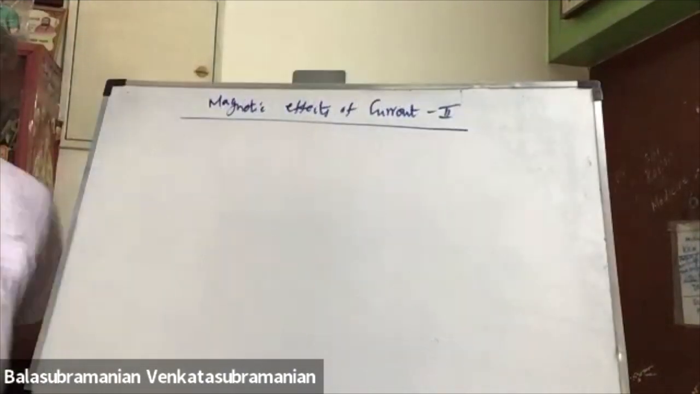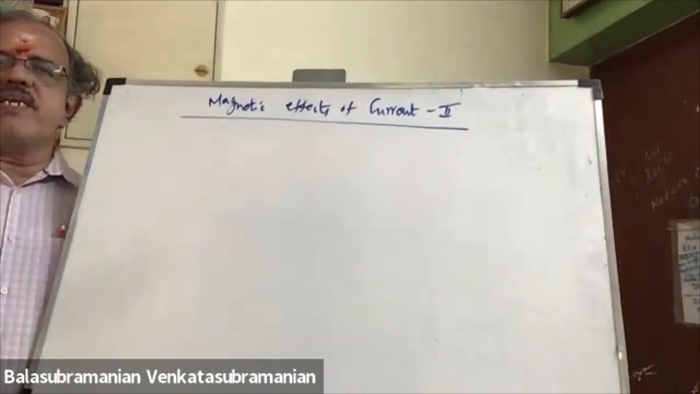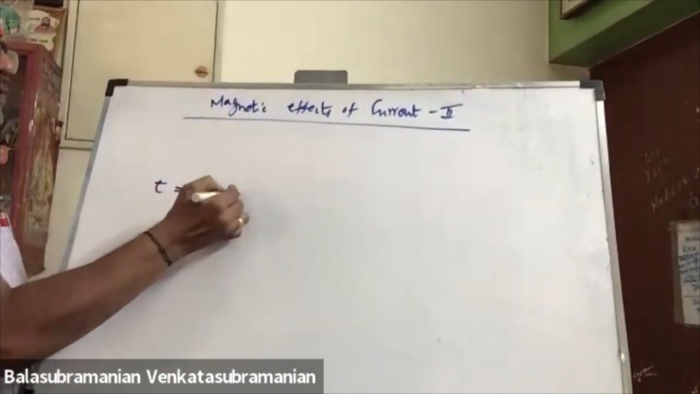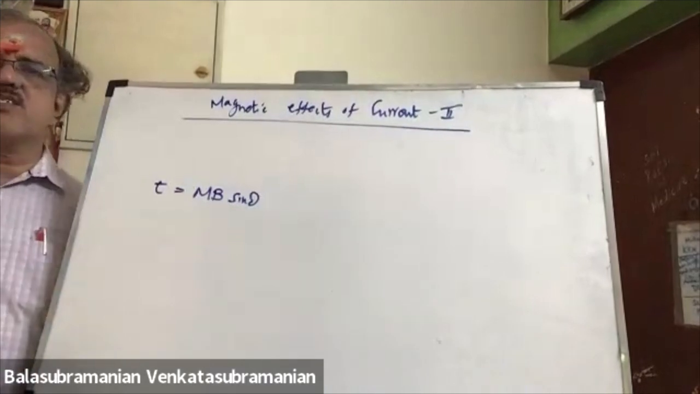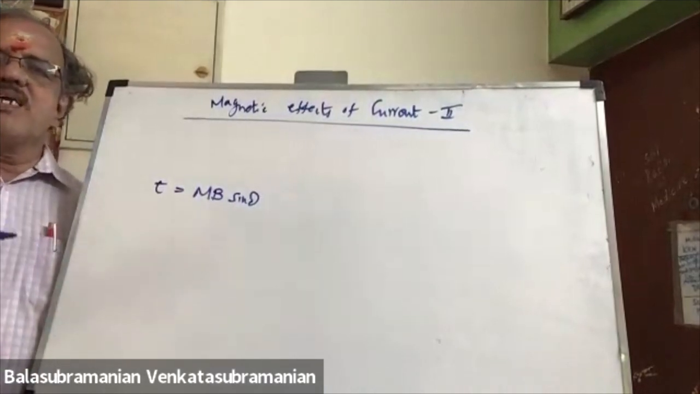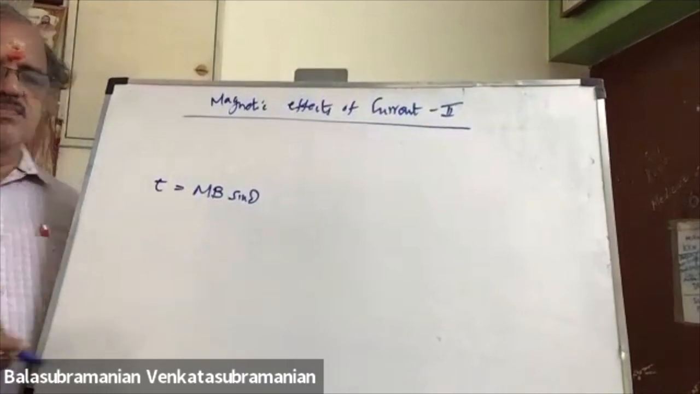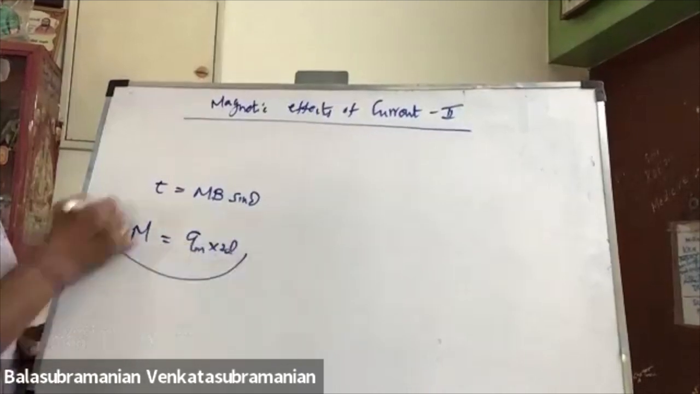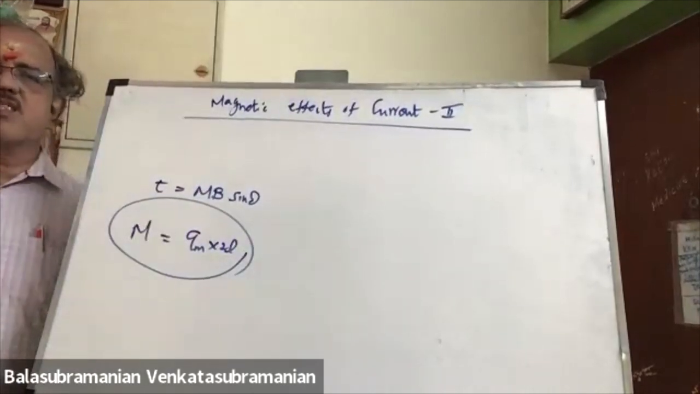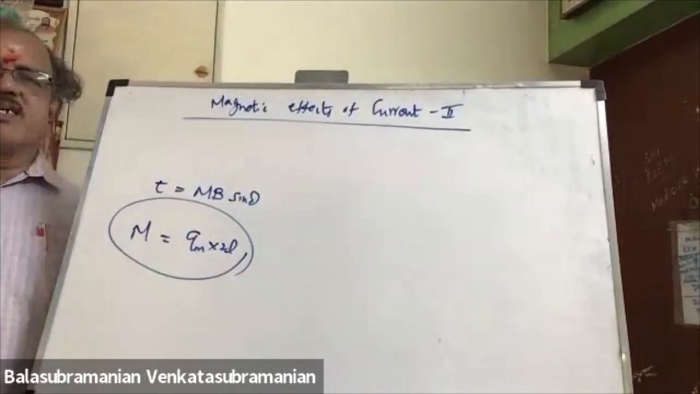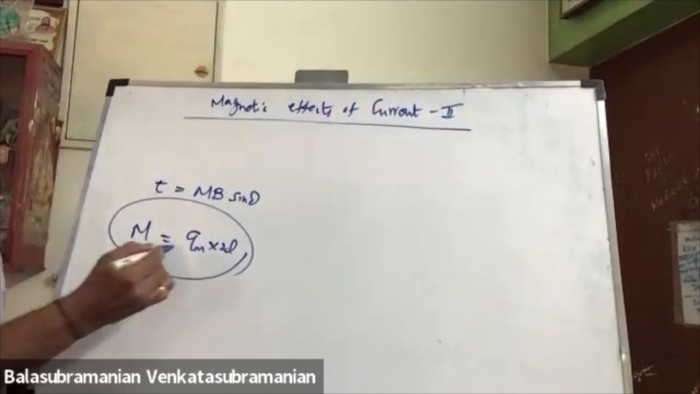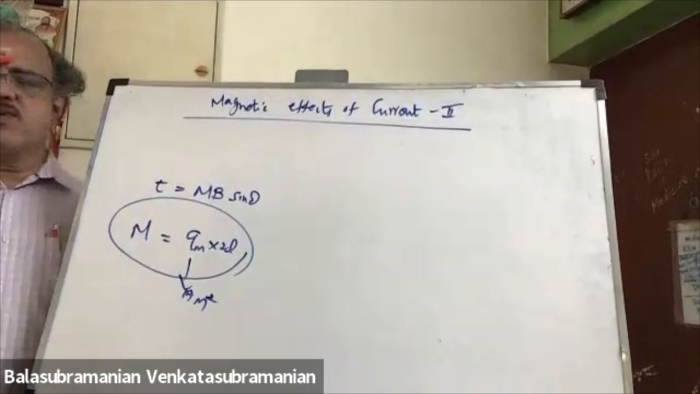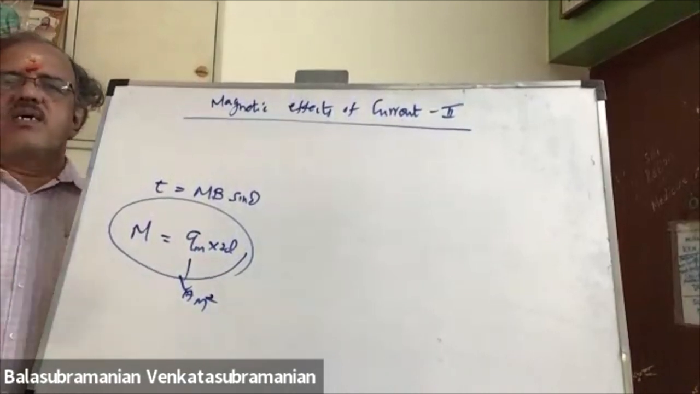Next. What is the torque experienced by a dipole when it is placed in a magnetic field? Torque tau is equal to M B sin theta, where capital M is called the magnetic dipole moment. Capital M is equal to Qm into 2L. Qm is called the pole strength of the magnet and 2L is called the length of the magnet. Pole strength is measured in ampere meter, and length is measured in meter. So the unit of magnetic moment is ampere meter square.